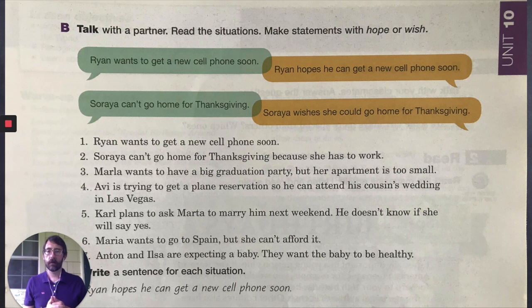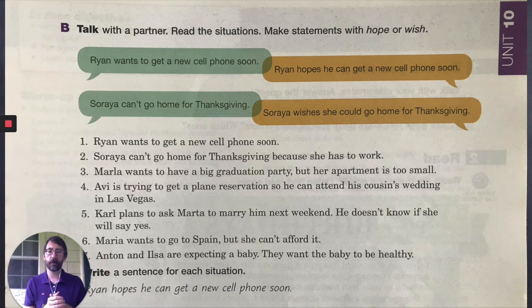Number 6, Maria wants to go to Spain, but she can't afford it, right? So here, it's not possible for her to go to Spain because she doesn't have the money to go. Think about what word you're going to use. Number 7, Anton and Ilsa are expecting a baby. They want the baby to be healthy, right? So it is not certain yet whether the baby will be healthy. It's possible, and probably very possible that the baby will be healthy. So what word are we going to use for something that is possible?